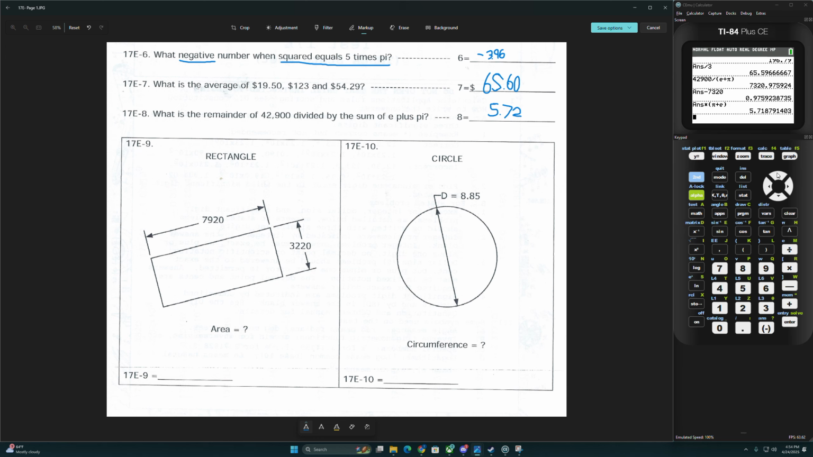All right, the area, that's easy. The area of a rectangle is just length times width. So 3,220 times 7,920. And there we have it, 2.55 times 10. How many sig figs are there? 1, 2, 3, 4, 5, 6, 7. Okay, it's kind of hard to read whenever I'm using a computer screen. It's a little bit smaller than an actual calculator.